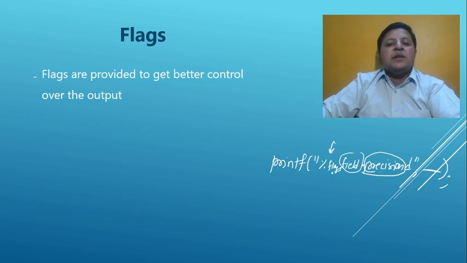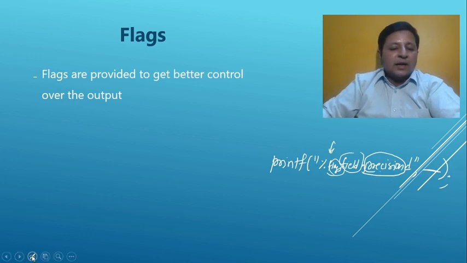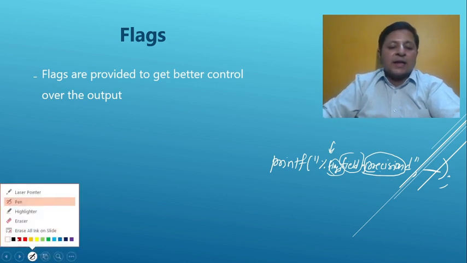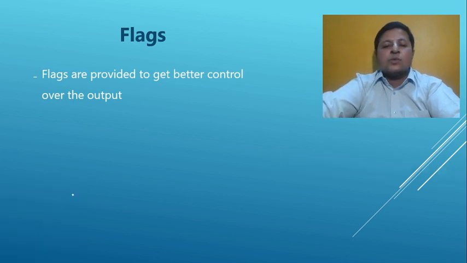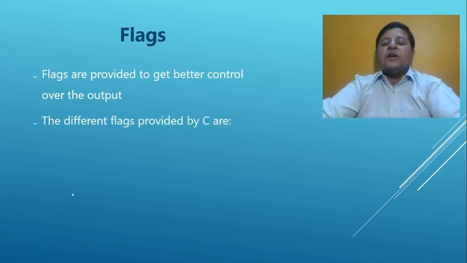So flags come immediately after the percent sign and generally before the fill width. But as I already said, flags, fill width, dot, precision, all are optional. What is compulsory is that after percent you should have your format specifier. Based on your requirement, you can either have flags or fill width or precision. Fine. So let's go ahead and look at the different flags which are provided by C.